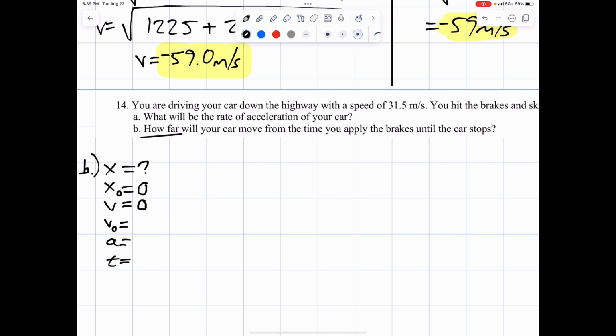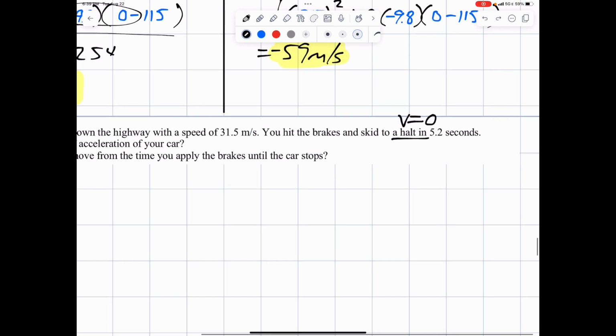V final is 0 because we're coming to a halt. We're stopping. V naught was the initial speed in the problem, 31.5 meters per second. Rate of acceleration, well, that is our answer to part A. And time, well, we do know time. Time is 5.2 seconds.